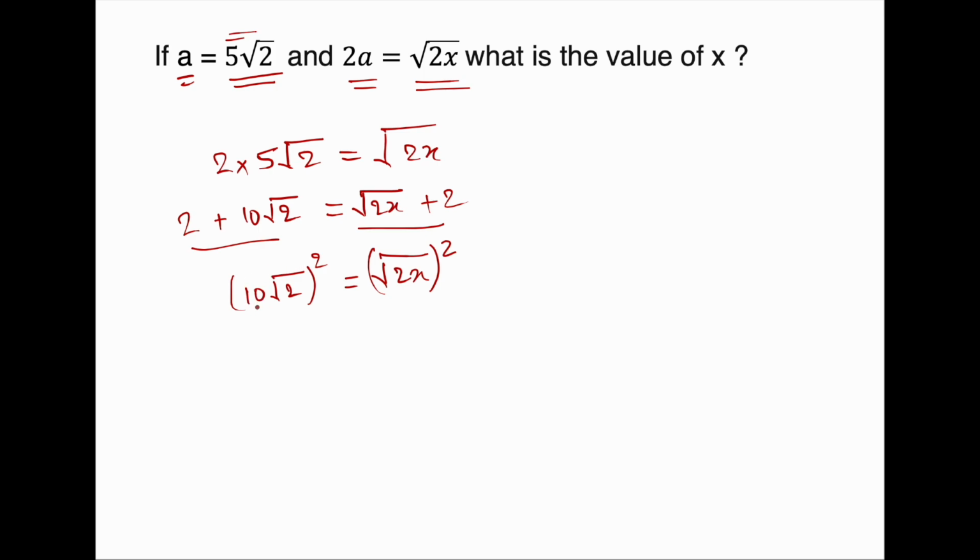So here the square of 10 is 100, multiplied by this square value which cancels this square root, hence 2, equals this square cancels out this square root, which means 2x here. So here we get the value x equals 100 into 2 divided by 2. 2 and 2 get cancelled. x is equal to 100. So the final answer to this question is 100.